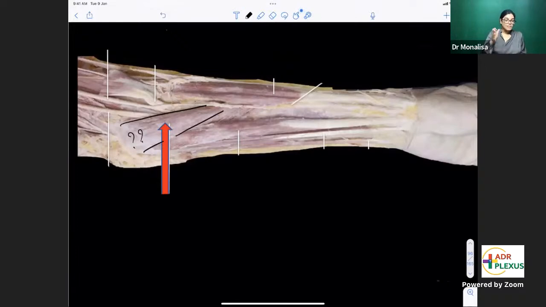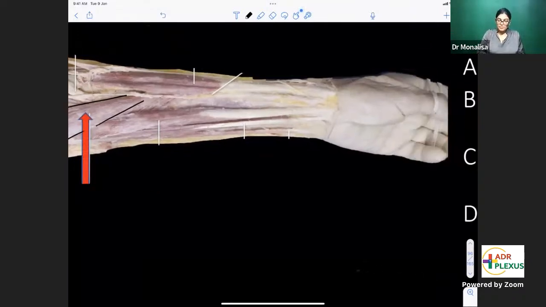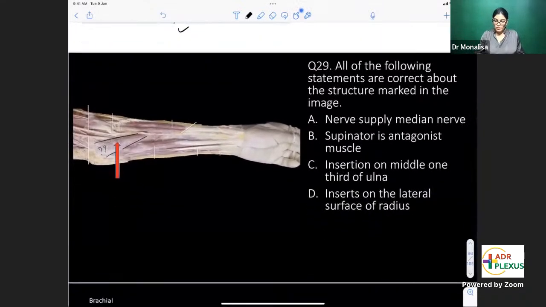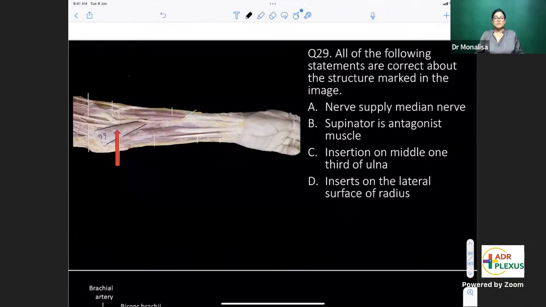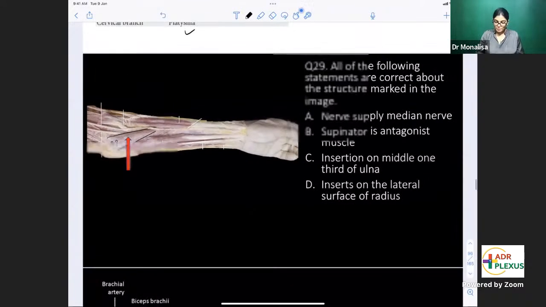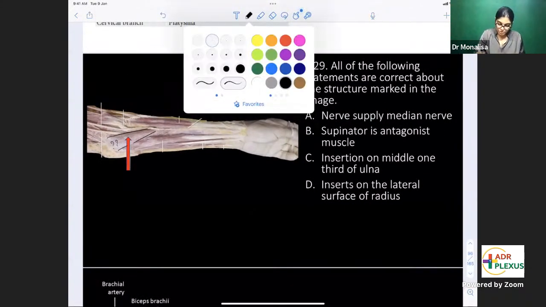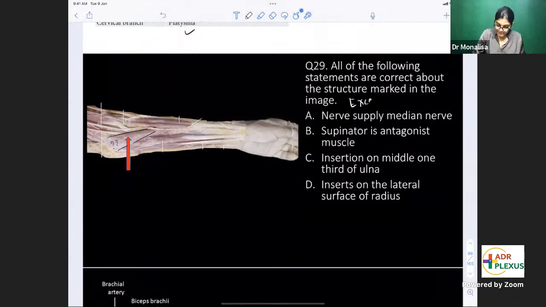Write down the name of this muscle. Everyone who is attending my live class can write the name of the muscle, and thereafter you can approach the options provided. All of the following statements are correct about the structure marked in the image except. So you have to add the word except, which means the wrong statement here. Now you have to tell me which is the wrong statement.